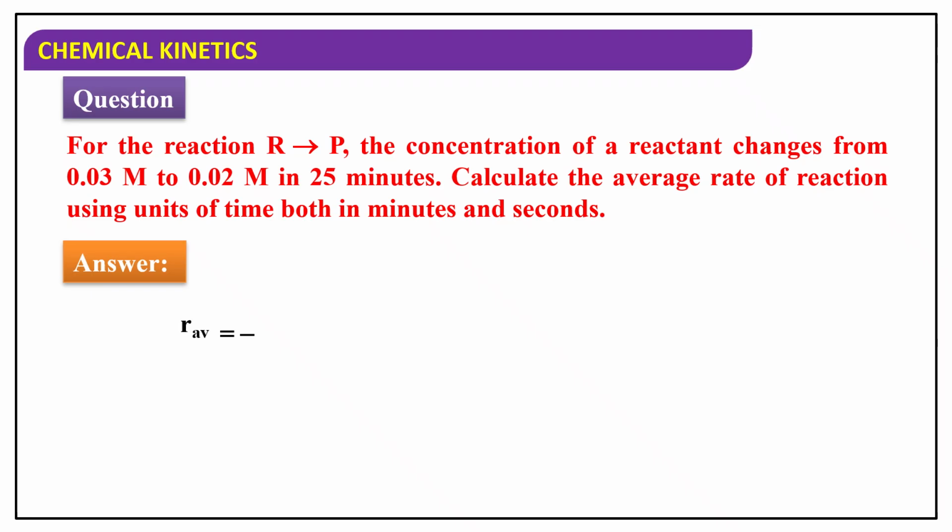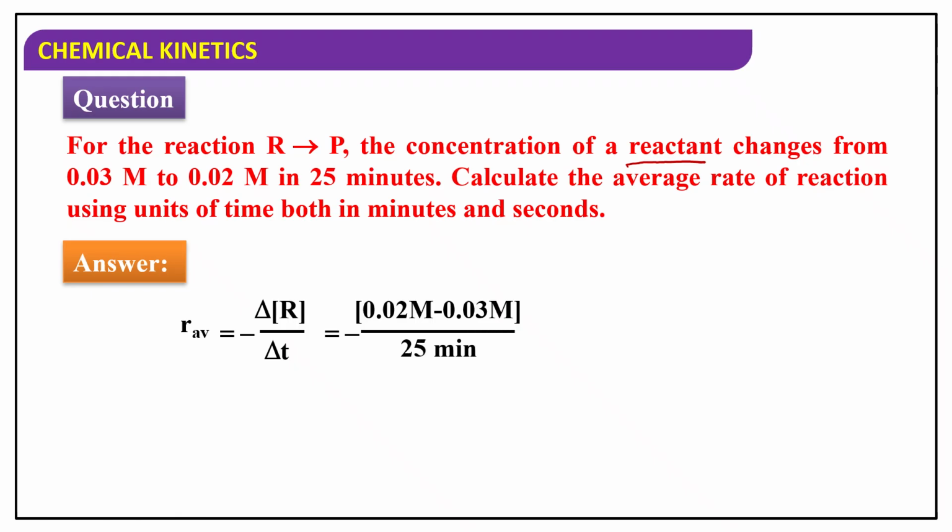So we can calculate the average rate from the data given, which is the concentration of reactant. That's why it is minus delta R upon delta T. So your answer will be minus 0.02 minus 0.03 divided by 25 minutes. Answer will be 4 into 10 raised to minus 4 mole per liter per minute. That will be in minute.